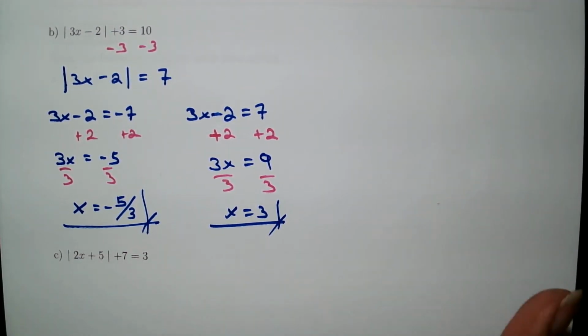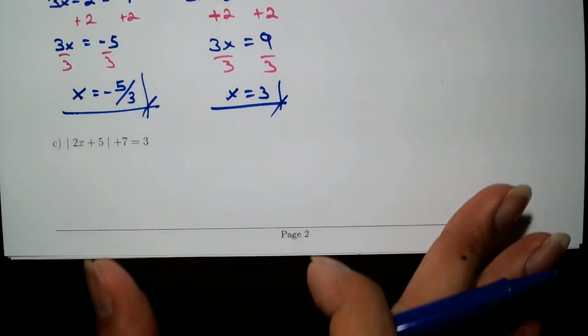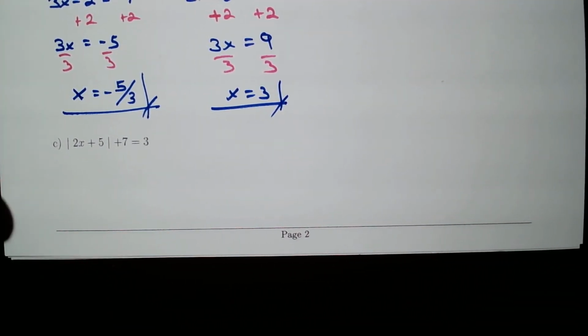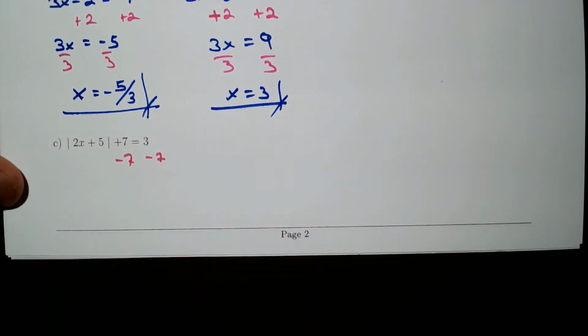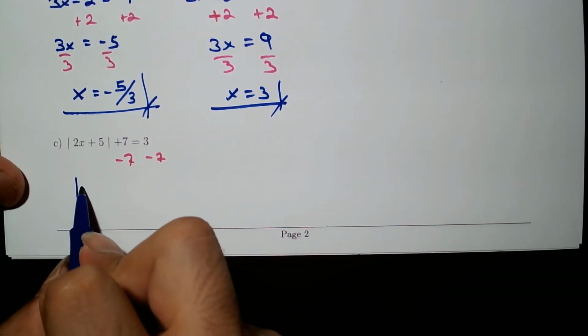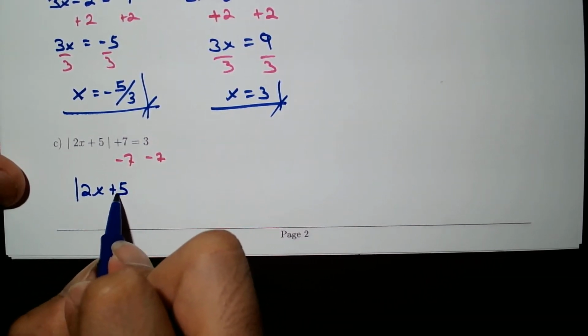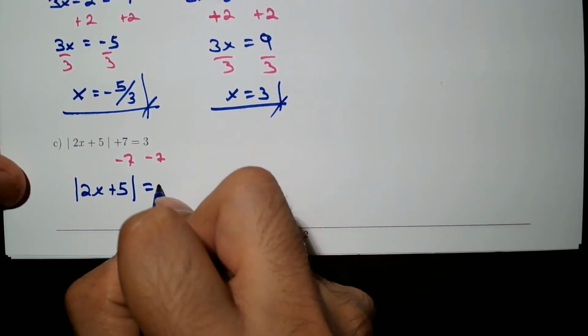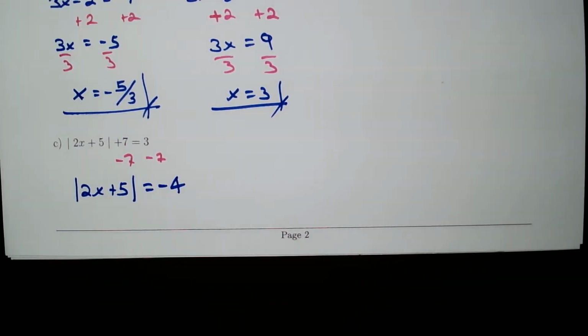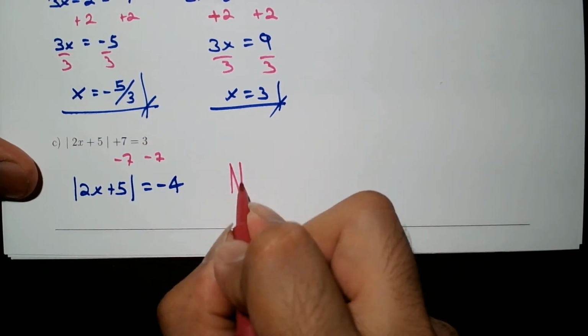Let's look at example C. This is a very interesting case. We don't have this absolute value term by itself. So subtract 7 from both sides. 2x plus 5 equals 3 minus 7, which equals negative 4. In this case, I'm going to stop at this equation and call it no solution. Let's explain.